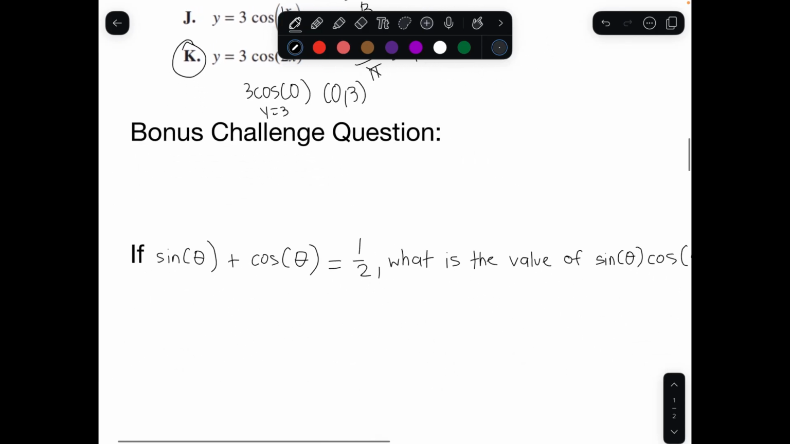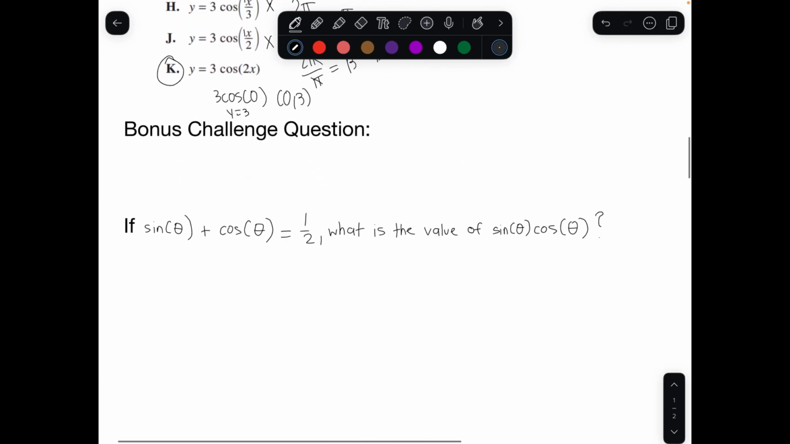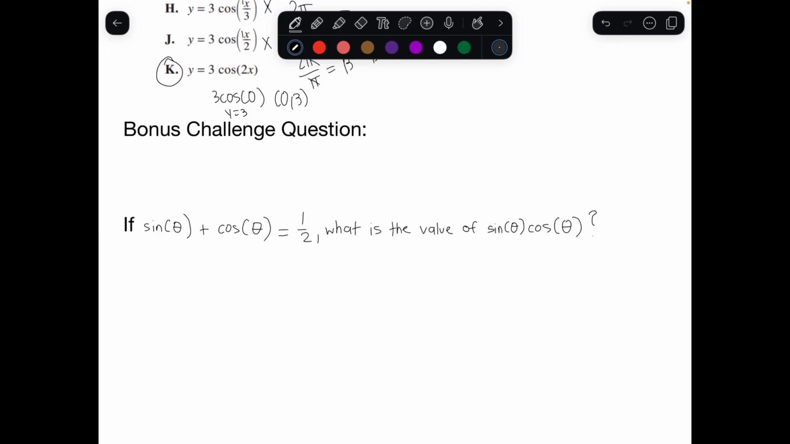Now, let's move on to the bonus question. So the bonus challenge question is, if sine theta plus cos theta equals 1/2, what is the value of sine theta times cos theta? So pause the video and give this a try, and then I'll solve it.